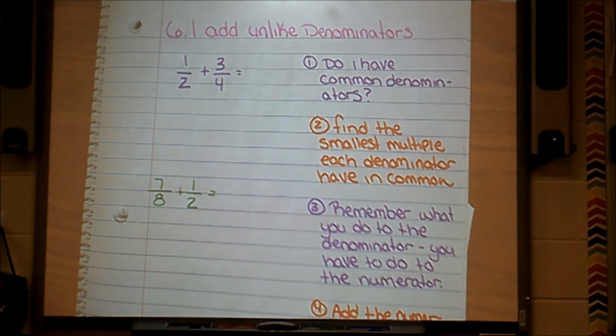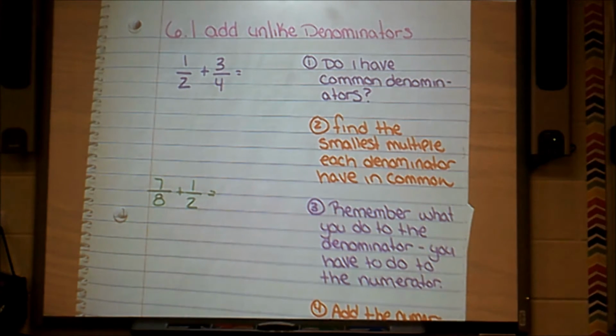As you can see, the first step is to ask yourself, do I have common denominators? And when I look at that first problem there, 1/2 plus 3/4, the answer to that question is no, I do not have common denominators. So I need to work to make these numbers have common denominators, and I can do that very simply.